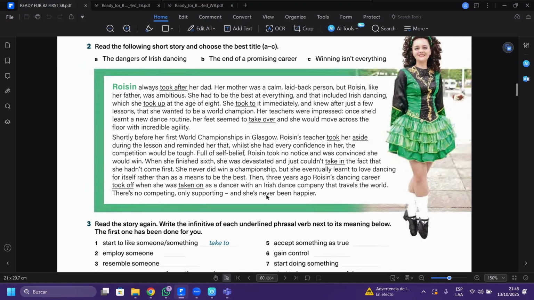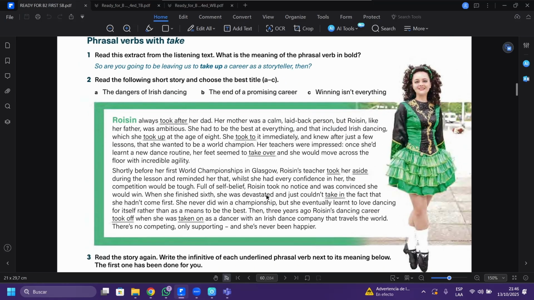The intention here is that you internalize the meaning of every single phrasal verb. All right. Okay. So I'm gonna check. What is the meaning of take after? Let's make a reminder. Like if I like someone. Yes, to resemble someone, right?